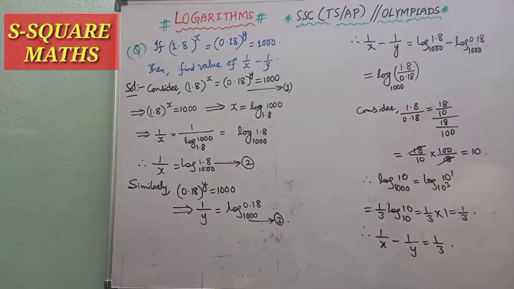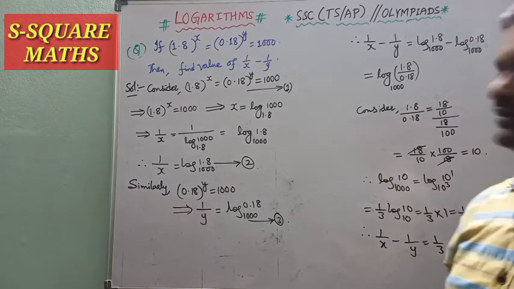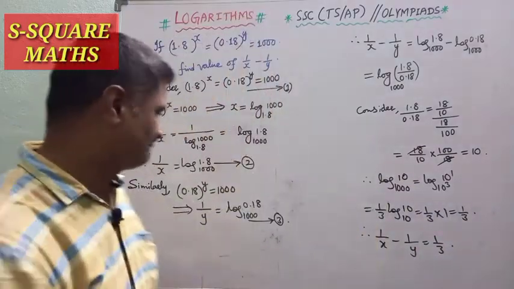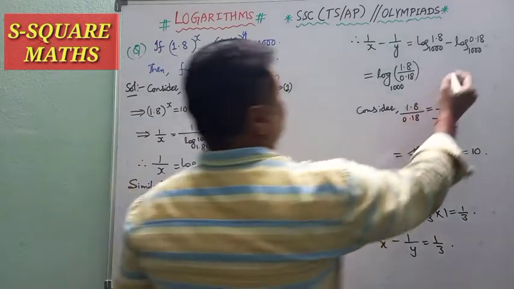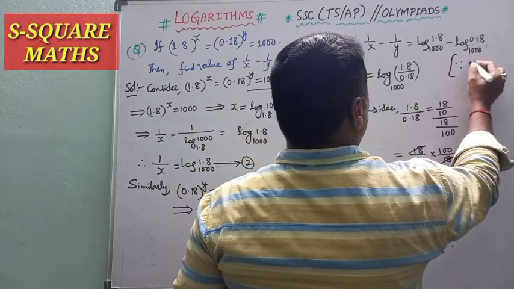Once you have the total look here, this is the second minus the third equation. So 1 by x minus 1 by y, since 2 minus 3.